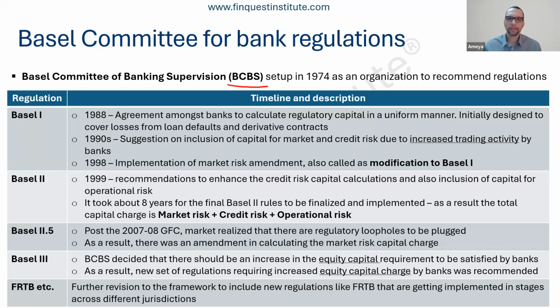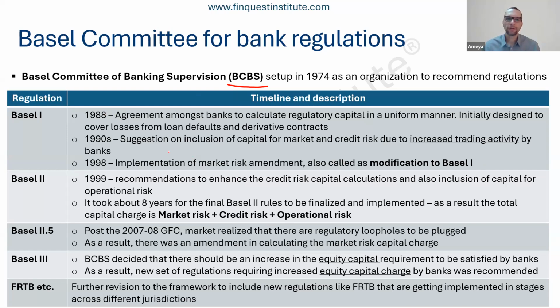So let's walk through the timeline for these different Basel, right from Basel I up till FRTB. Starting with Basel I. Going back to 1988, there was an agreement between banks to calculate regulatory capital in a uniform manner. The idea was that banks should follow a certain standard methodology, so that there is a standard way in which things are computed and calculated.